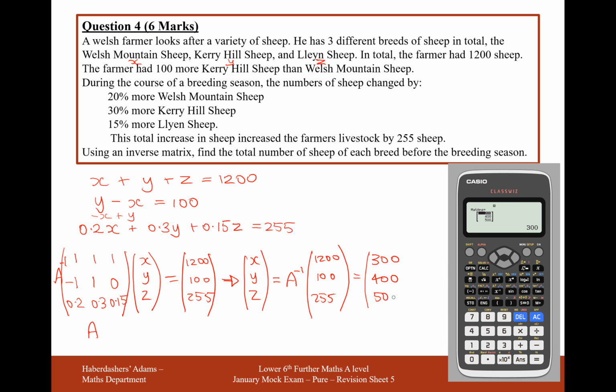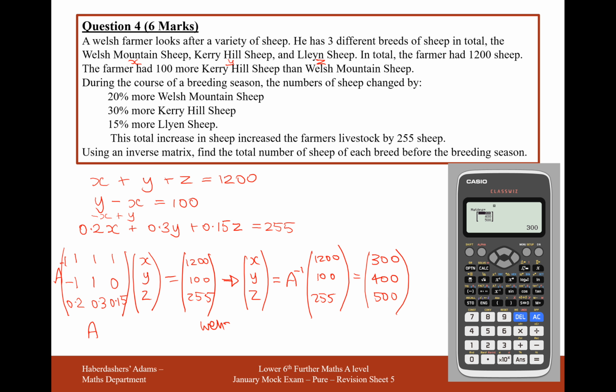Now just do a little double check when you get those numbers out so that it follows at least a couple of your easy equations. So do I add them all up and get 1200? Yep. Is there 100 more Y sheep than X sheep? Yep. Okay, so that's roughly worked. That has worked. So let's write a final answer.